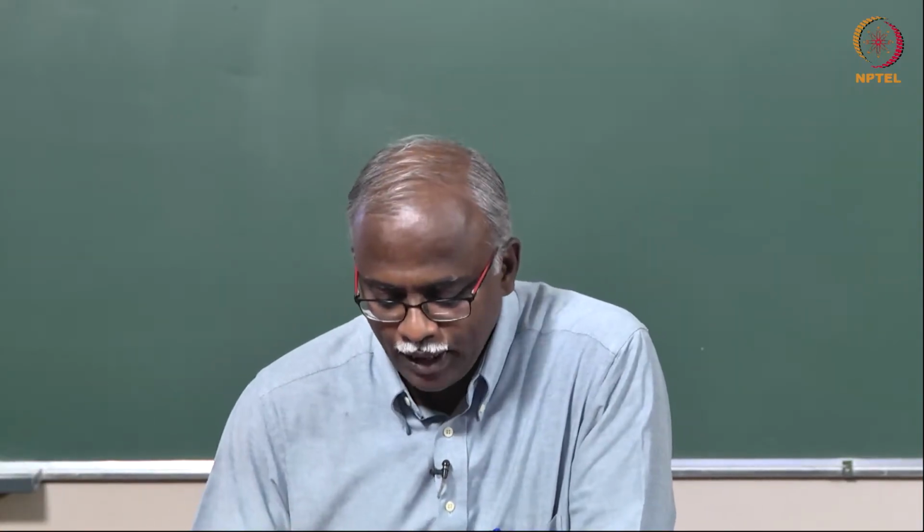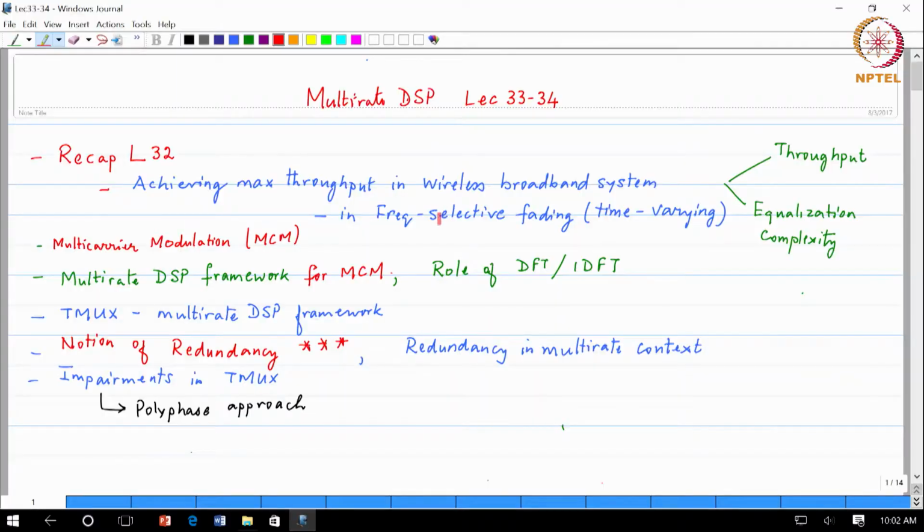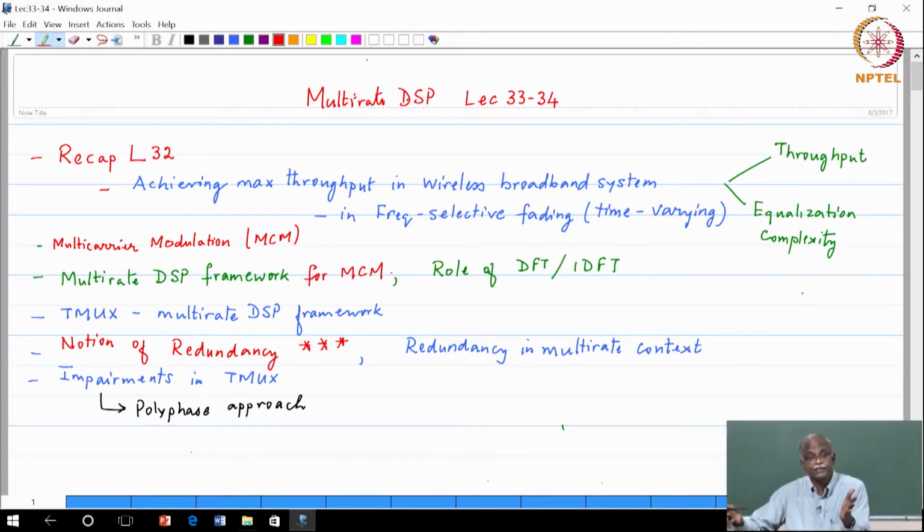So, basically a broadband signal is one which experiences frequency selective fading. That means the multipath components are arriving in such a manner that there is a significant amount of intersymbol interference. So, that is what we refer to as frequency selective fading, and because it is a wireless system, it is also time varying. So, that is the context: broadband system, frequency selective fading, time varying.